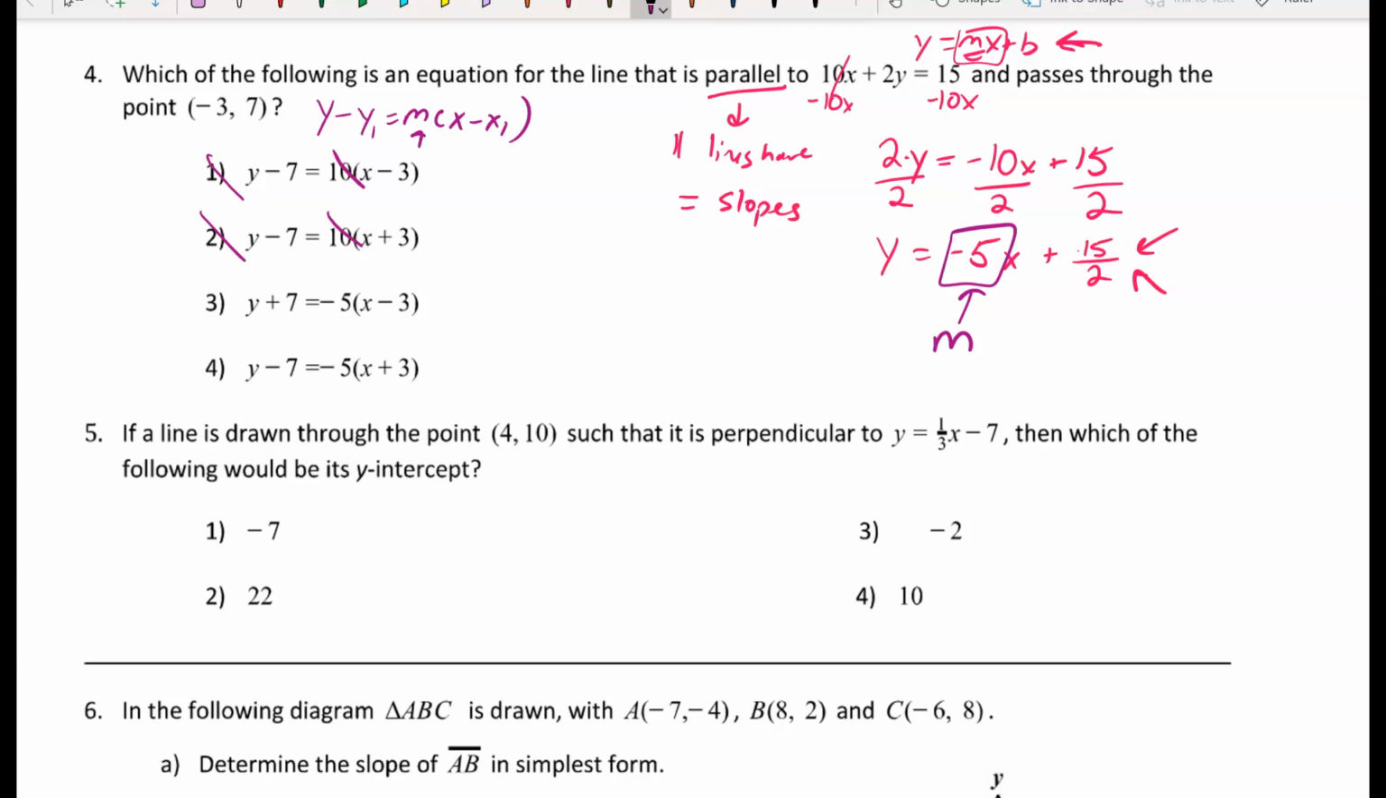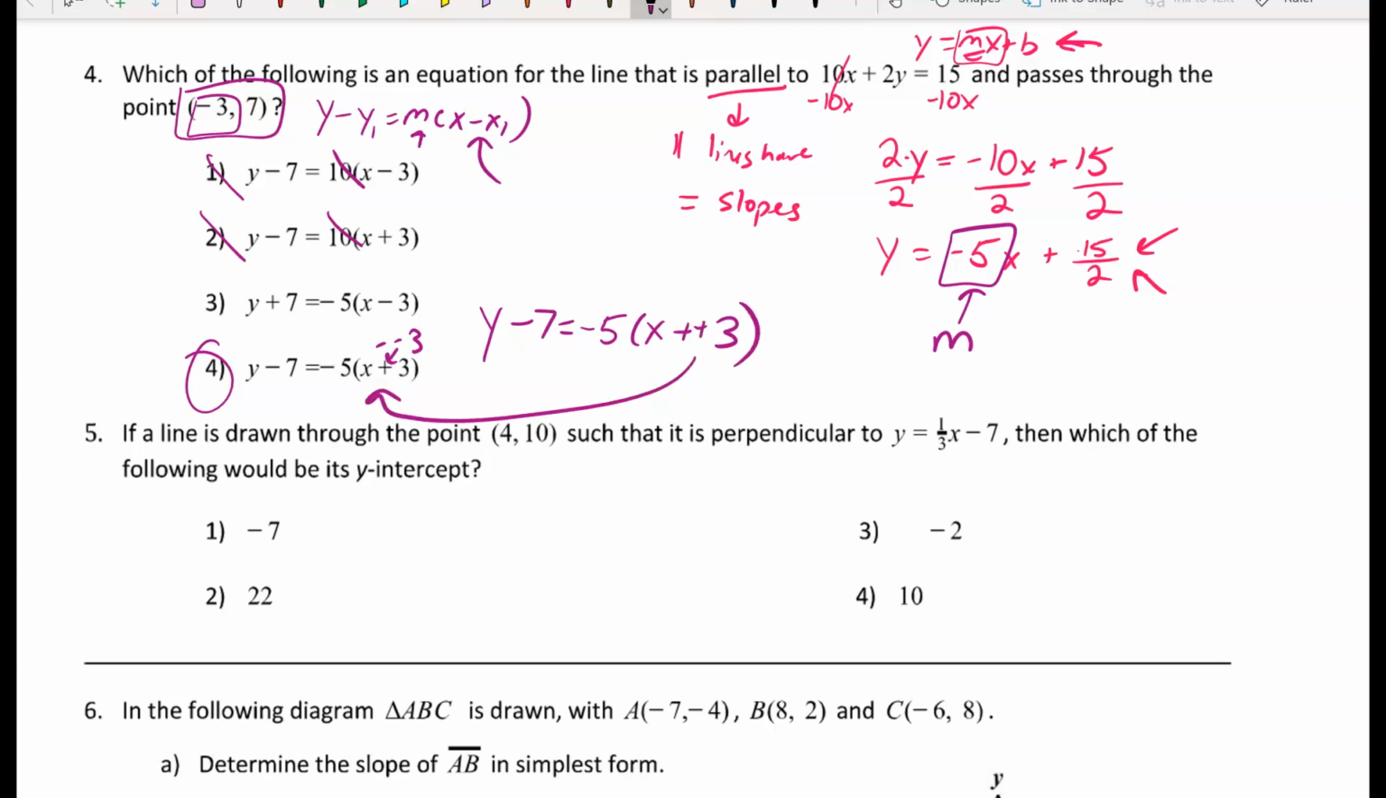So if I look back to the question, they wanted to go through the point -3, 7. So when I subtract my x-coordinate with that x minus x1, I know I'm going to be subtracting a -3. So when I write my equation, I should really see a positive there. So it looks like y minus my y-coordinate equals my slope times x minus my x-coordinate. But again, if I'm subtracting a -3, I know that should be a positive there. So that's why it's answer choice 4.